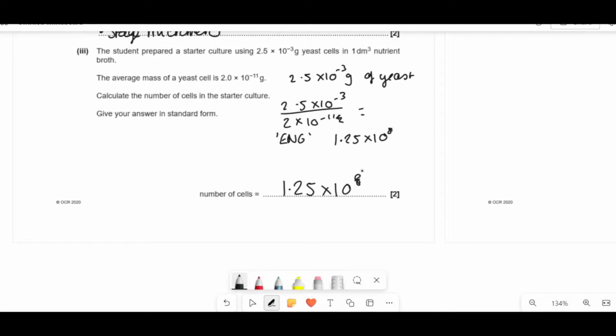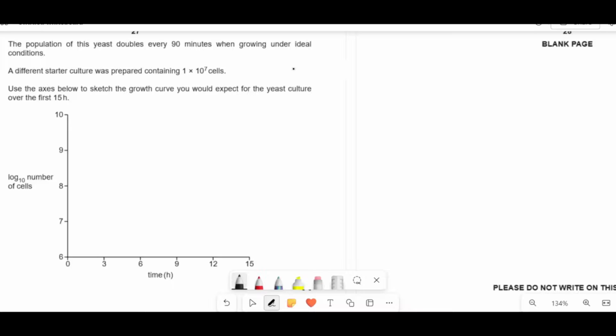There you go. The population of yeast cells doubles every 90 minutes when growing under ideal conditions. A different starter culture is prepared using 1 times 10 to the 7 cells. Use the axes below to sketch the growth curve that you would expect for the first 15 hours. So we need to go through every single point, and it says here it's log 10 number of cells, so we need to log 10 everything. Now if I log 10 to the 7 in my calculator, we're starting at 7.